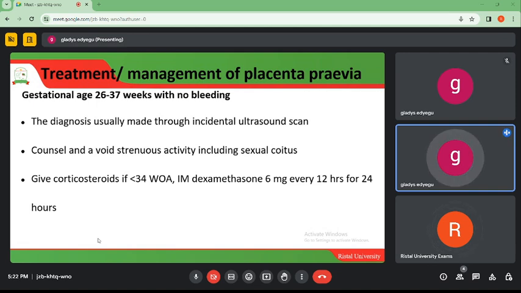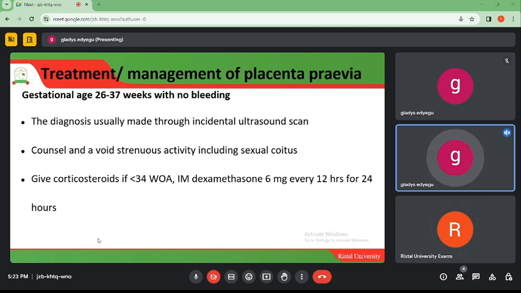So the diagnosis is usually made through an incidental ultrasound scan, and that's why we encourage our mothers to always do an ultrasound. So when our mothers come to antenatal, let's always encourage them to have an ultrasound scan at the early age of their pregnancies and also at the later age of their pregnancies. And we are looking at 26 to 37 weeks. And when it's 37 weeks, that is term pregnancy. The mother can be delivered, and this baby is a very mature baby at 37 weeks.